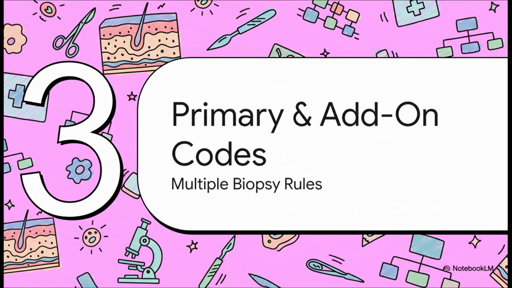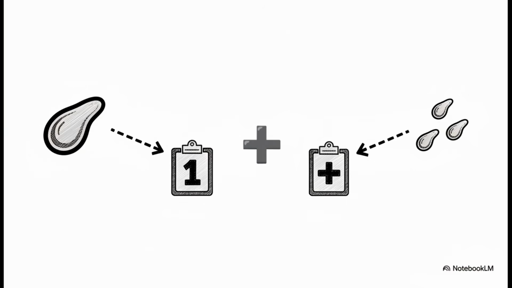So we know the what, but what about the how many? What happens when a provider does more than one biopsy in a single visit? This brings us to a really fundamental system in coding, the whole primary and add-on rule. The logic here is pretty simple, but it is super strict. The primary code, the ones ending in 2, 4, or 6, is only for the very first lesion. After that, every single additional lesion biopsied in that same session gets an add-on code, the ones ending in 3, 5, or 7.